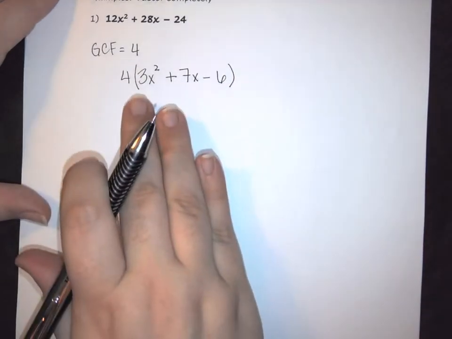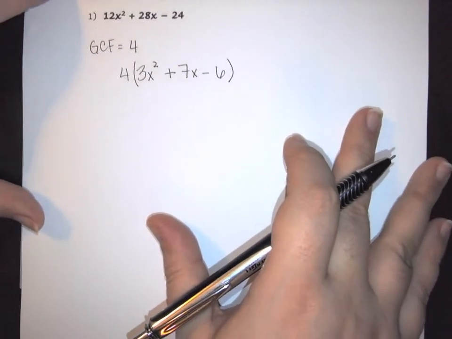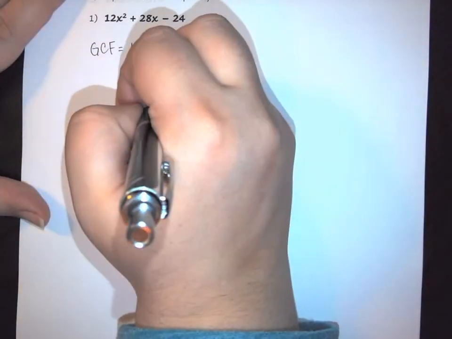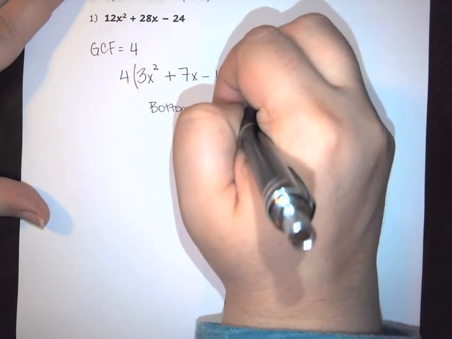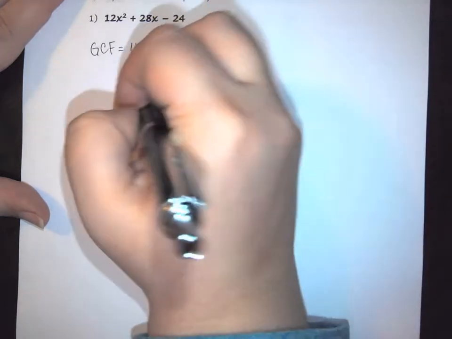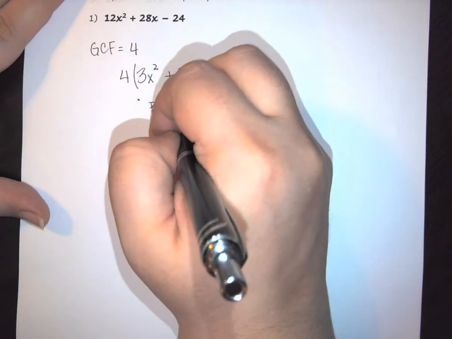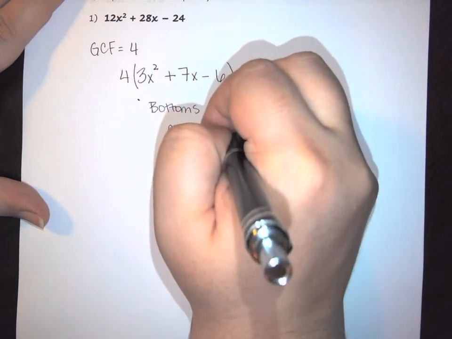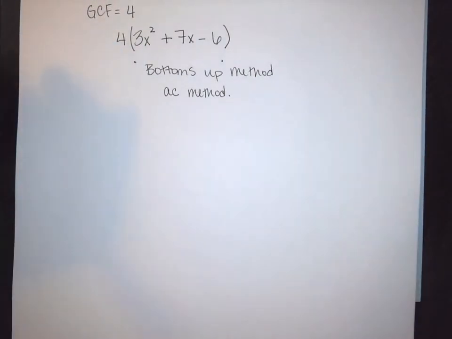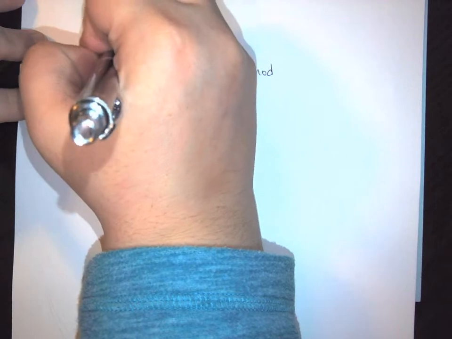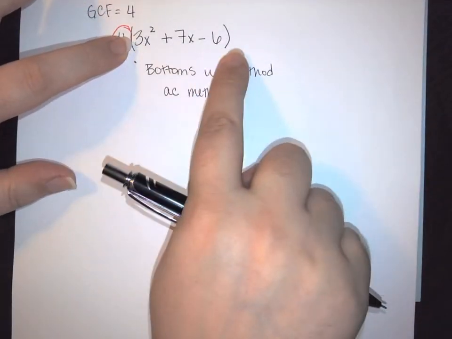Now here, in looking at this, I have a coefficient on my first term that's greater than 1. So whenever that happens, the easiest thing to do is to do what's called the bottoms up method. At least that's what I like to call it. It's also known as the AC method. So here, what that means is we're going to ignore this little 4 for now, but I'm going to go ahead and circle it so that we don't forget him at the very end. Now I'm just going to work with the values that are here in my parentheses.